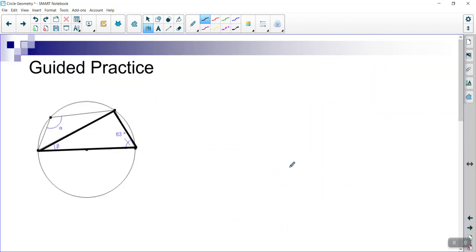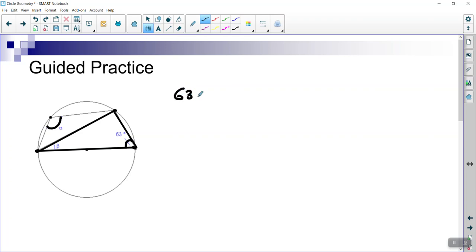Now let's solve an example that involves a cyclic quadrilateral. So the first thing you do is identify the cyclic quadrilateral. Here are the four corners. They are on the circle, so we can apply the circle theorem for cyclic quadrilaterals. The first thing that we can see is that alpha here and the angle here, which is 63 degrees, are opposite angles, and hence they have to be supplementary by the circle theorem.